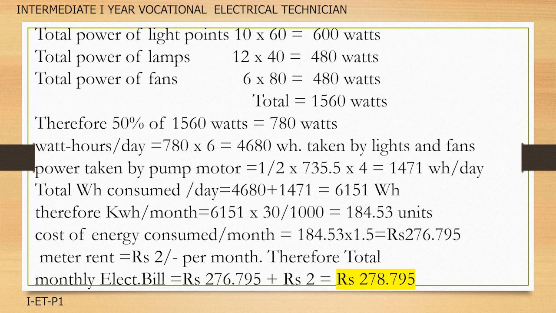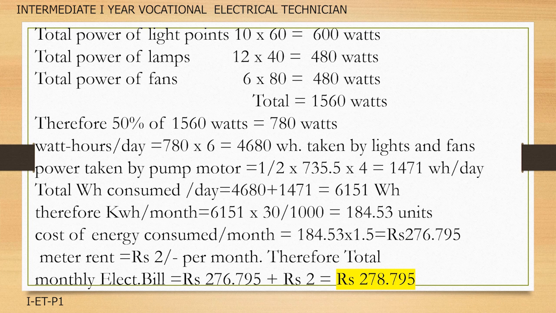In this, total power of light points is equal to 10 into 60, which is 600 watts. Total power of lamps is 12 into 40, which is 480 watts. Total power of fans, 6 into 80, is 480 watts. Total is 1560 watts. Therefore, 50% of 1560 watts is equal to 780 watts. In this question, 50% of power consumed is given.